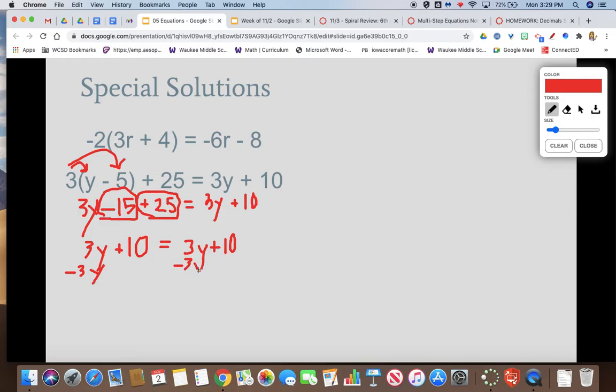So when I go to subtract 3y from both sides, my y's end up canceling out everywhere, and I'm left with 10 equals 10. When your y's disappear and all you're left with is the number 10 equal to 10, and that is true, 10 is equal to 10, we would say all solutions work for this problem. Any number that you plugged in there, you could try it if you wanted to, would work as an answer.